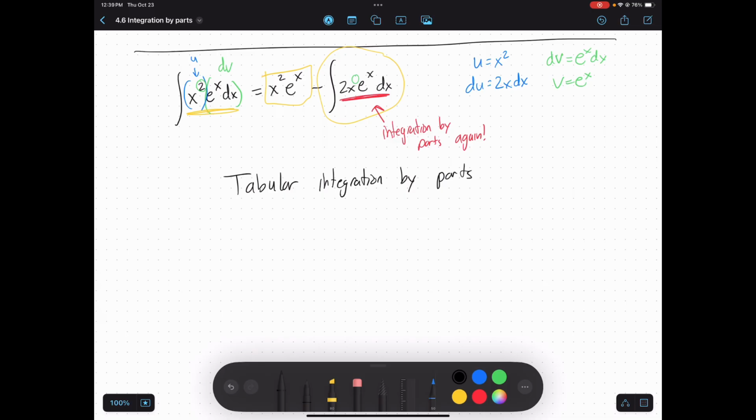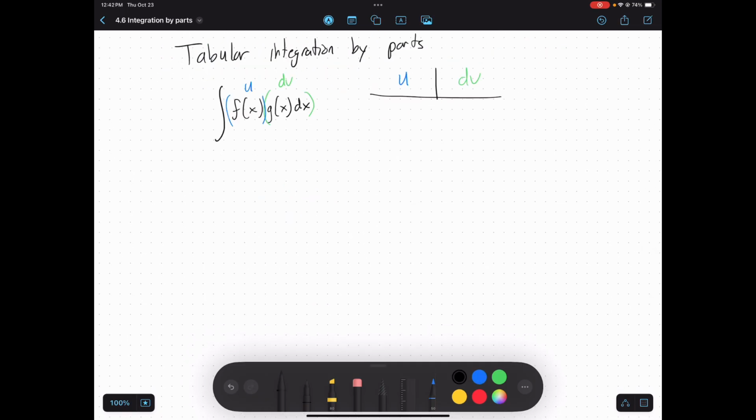So let's say you've got an integral of two functions, f of x, g of x, and you're going to choose f as your differentiable function and g as your integrable function. So once you decide what your differentiable function and integrable function are, you can actually make a table, which is why it's called tabular integration by parts. So f is my differentiable function and g of x is my integrable function.